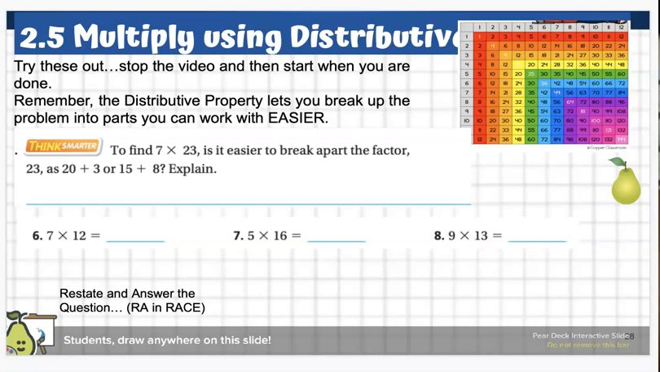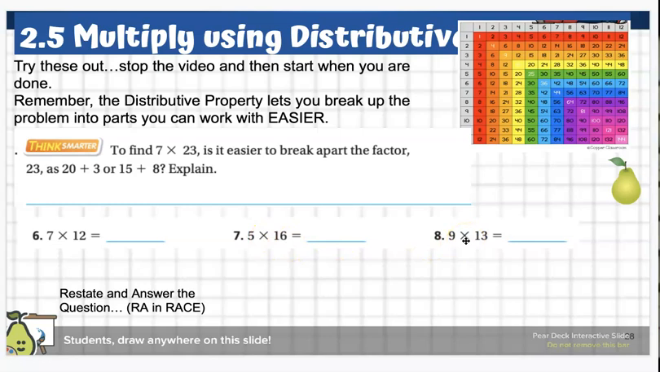So you have to think about it. You can't just take them at face value. You are literally thinking about the facts that you know and what you can do to solve these questions faster. To find 7 times 23, is it easier to break apart the 23 into 20 plus 3, or 15 plus 8? You think about that, but you're going to solve for that problem. Then you're going to solve 7 groups of 12, 5 groups of 16, and 9 groups of 13.